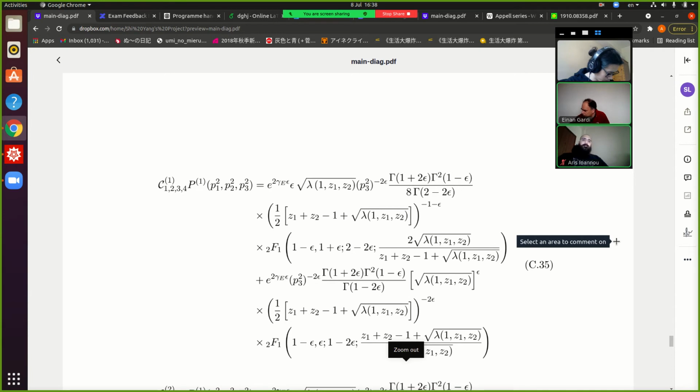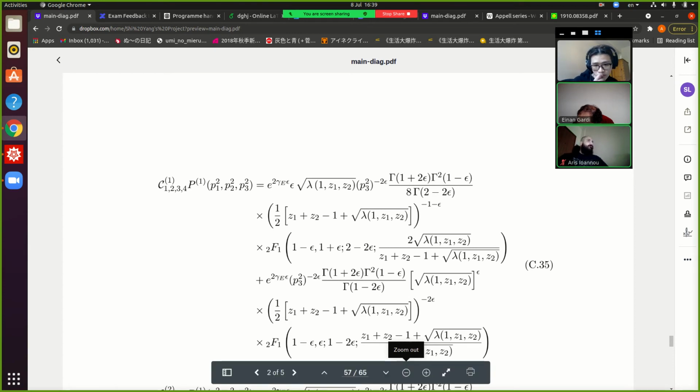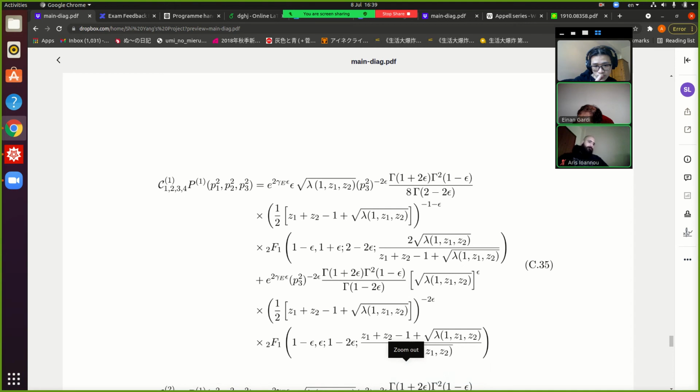Now, how to evaluate numerically the F4? You have two ways. Either you evaluate numerically the integral representation, or you go to Maple and evaluate it there, since F4 is implemented there.